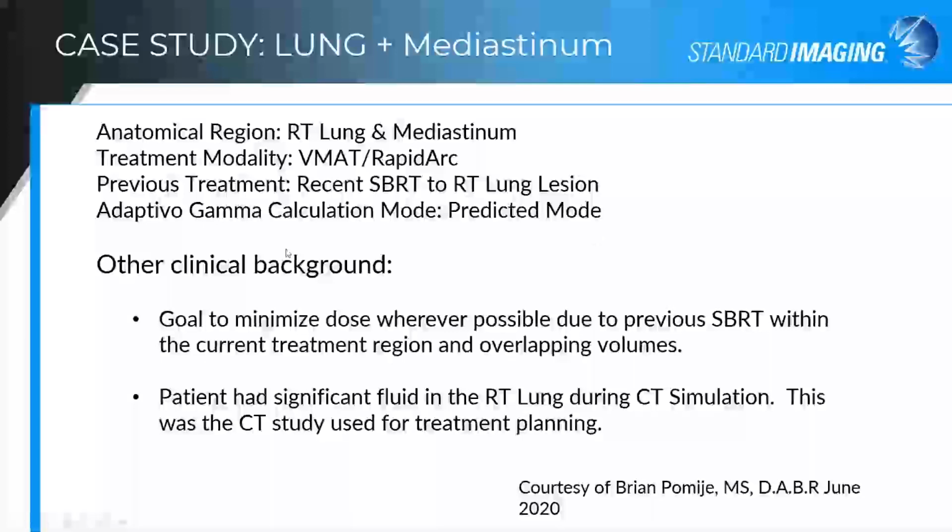Then a little more background to go with this. As would be expected, the goal with the planning is to minimize dose wherever possible due to the previous SBRT within the current region and some of those overlapping volumes. And then to complicate matters, this patient did have significant fluid in the right lung during the simulation. And this was the CT that was used for planning. And we'll take a look at that here in just a second.